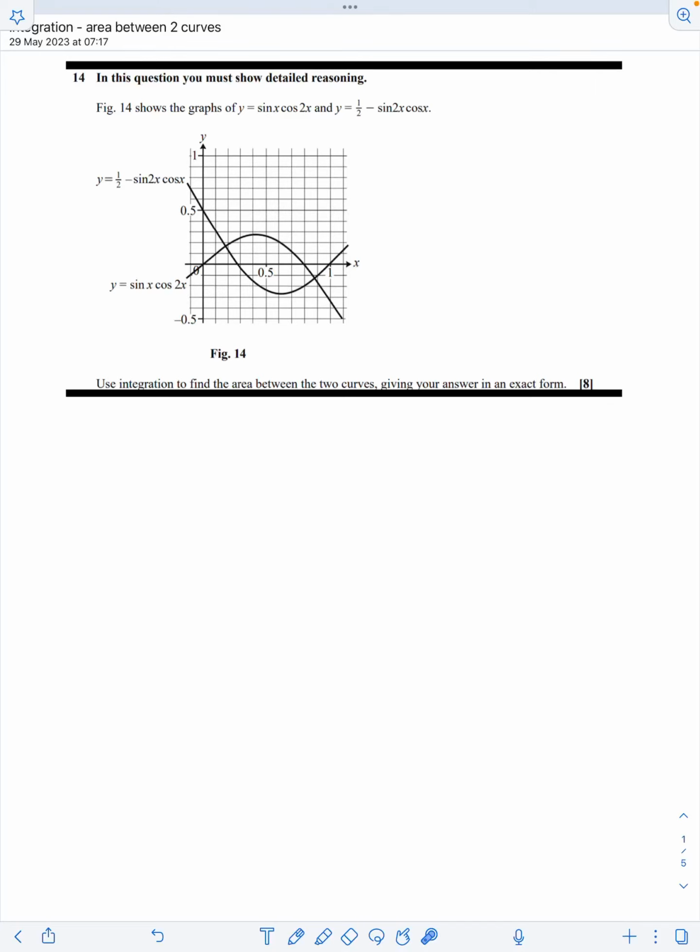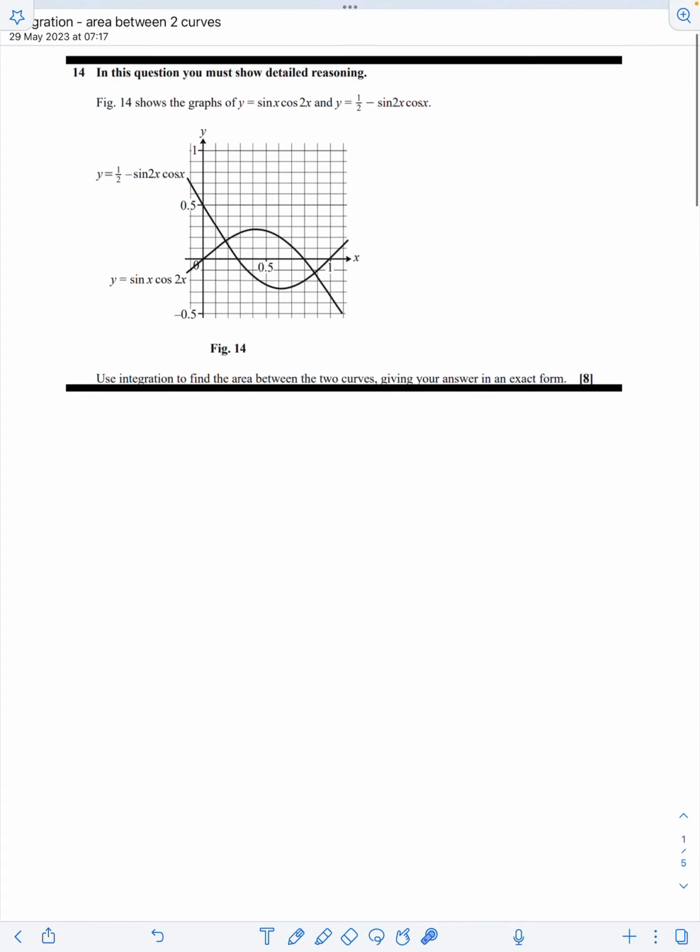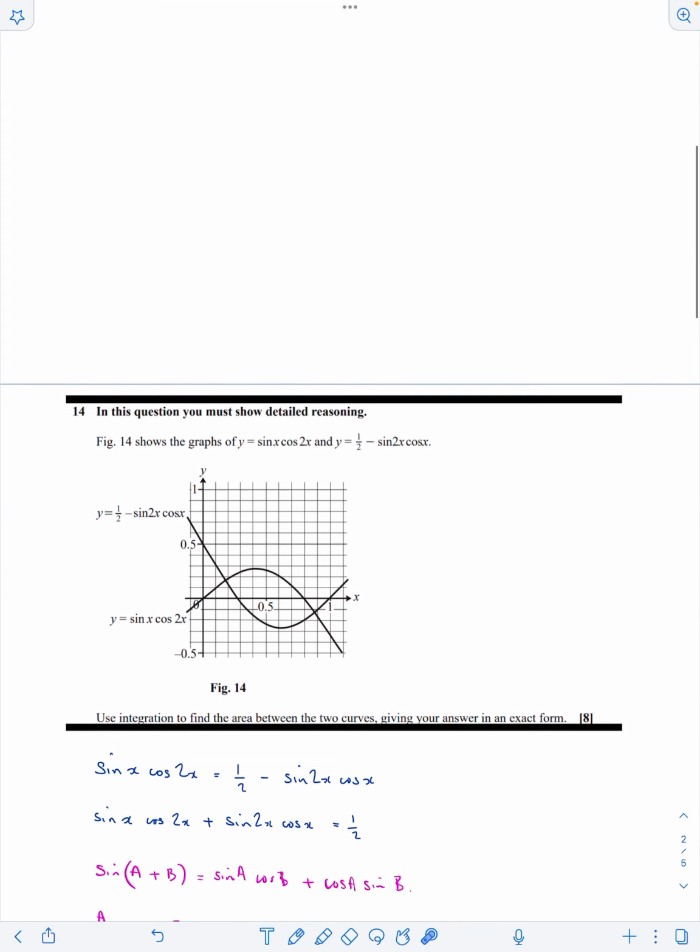So here is a lovely integration question, and we're after this area. Standard practice is to subtract the curves and integrate the subtraction, so integrate the difference of the curves. I've done the question, I'm just going to talk you through it.